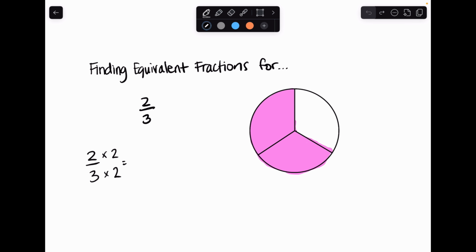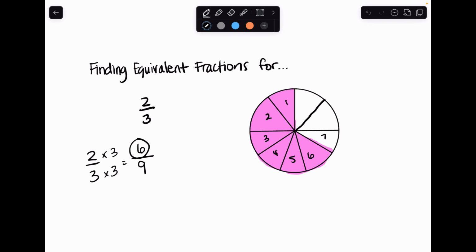Now let's go back and let's try a different number. So let's multiply by 3 this time. 2 times 3 is 6, and 3 times 3 is 9. So over on my model, I'll need to separate each chunk into 3 pieces as best as I can. And when I'm finished, I'll have 9 pieces total, and 6 will be shaded in. So now I have 6/9.